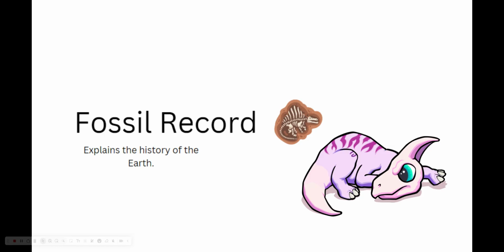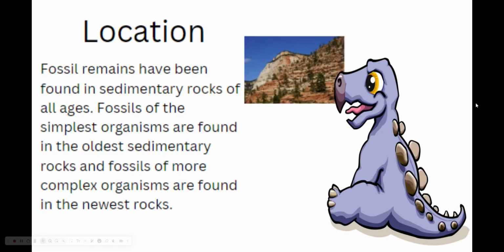That is how we know so much about ancient animals and plant life and how life was back thousands and millions of years. So location. When we talk about location, we're talking about fossils. Fossils are always found in sedimentary rocks. Fossils of the simplest organisms are found in the oldest sedimentary rock because they are older, and fossils of more complex organisms are found in the newest rocks, which is at the top.